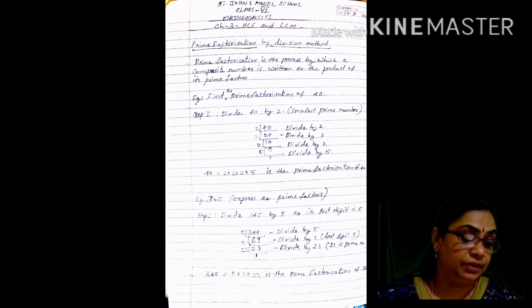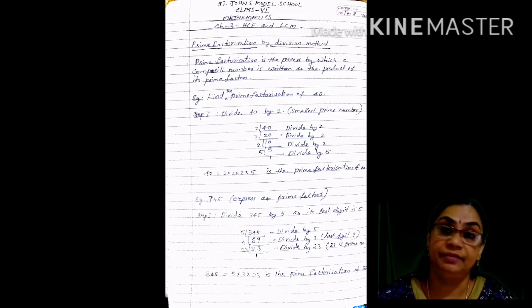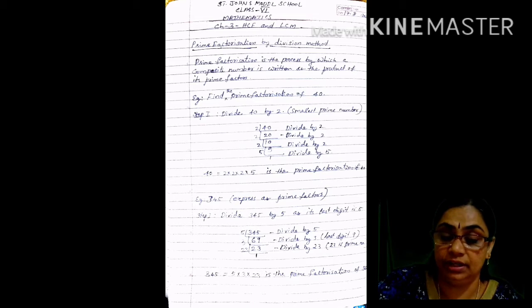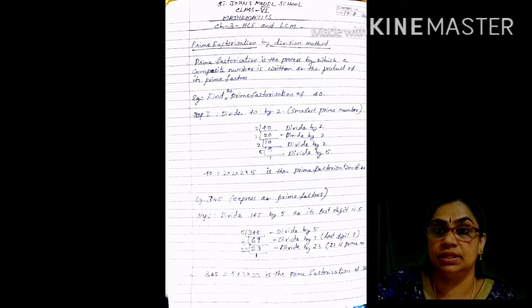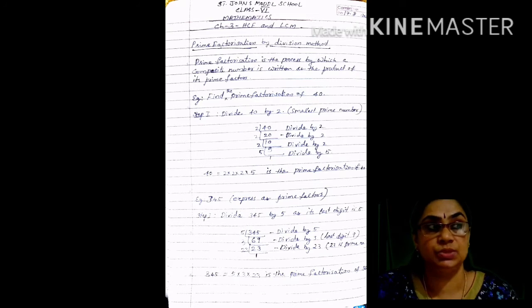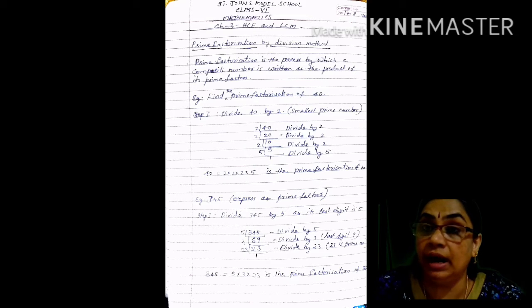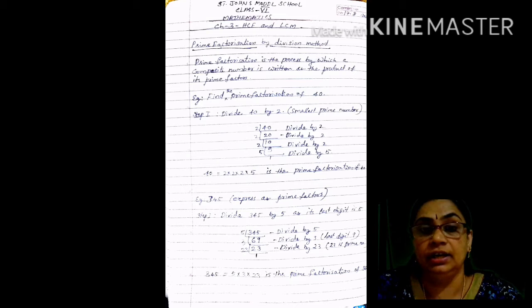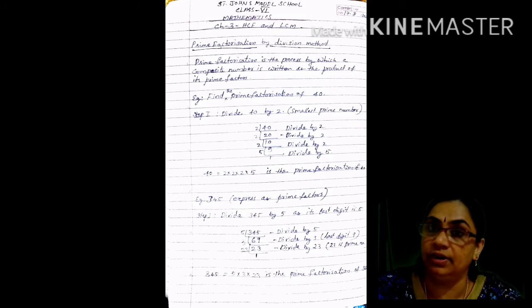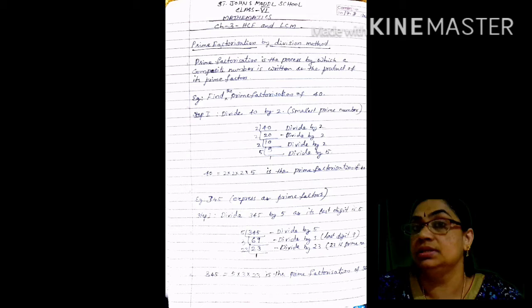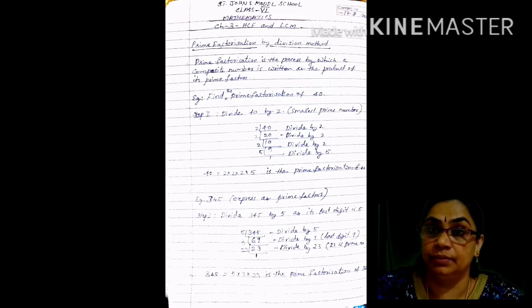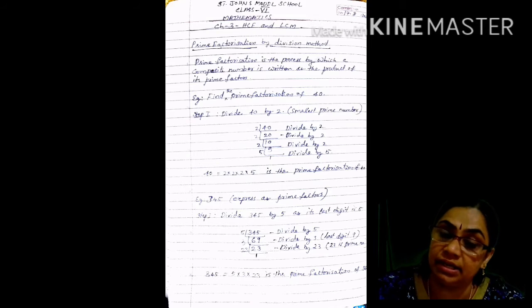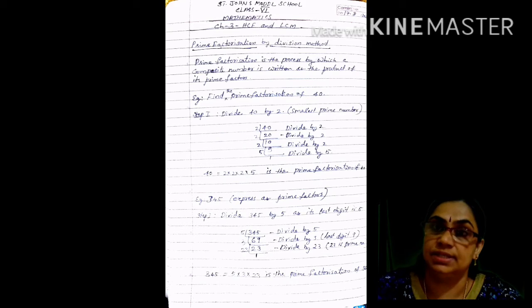For example, I had shown you the number 40. How can you express 40 in prime factors? You have to express 40 as a product of 2, 3, 5 or 7. These are the prime numbers. If you can express the number as a product of these prime numbers, then that expression is called prime factorization.